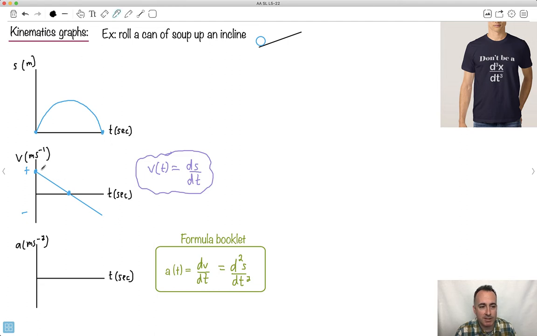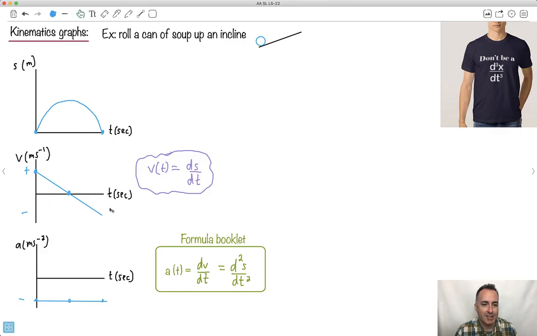Because the slope or gradient is the same here, here and here, some negative number, I'm going to have that same negative number here, here and here. In other words, this will be flat, a constant graph, something that looks like that. Isn't that kind of nice? So the acceleration is the second derivative of the position or displacement, or the first derivative of velocity.